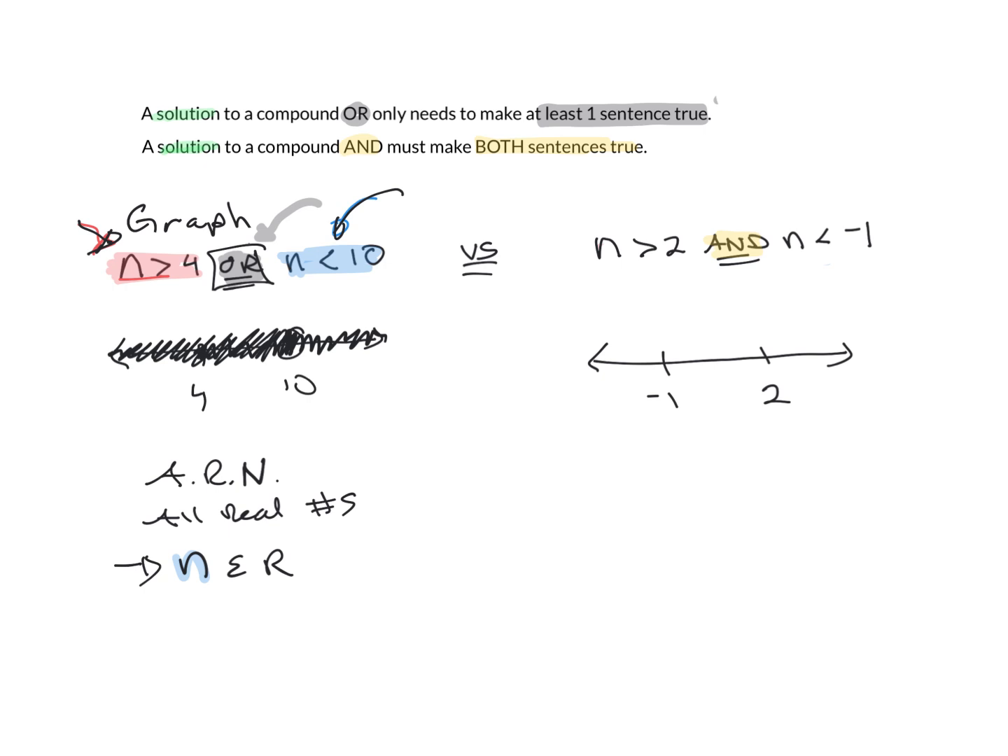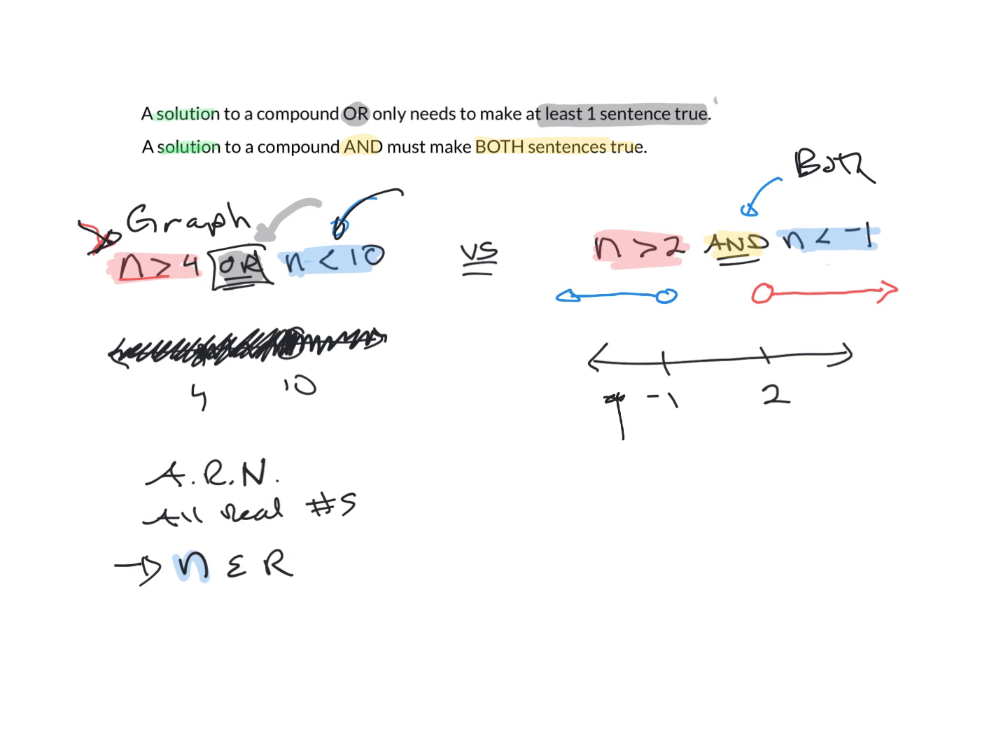For an and, I like to do them above the number line. So any number greater than 2 is above 2 forever and ever, to the right of 2. And any number that is to the left of -1 makes the second one true. So anything to the left of -1 makes that true. And remember, for an and, we're looking at both.